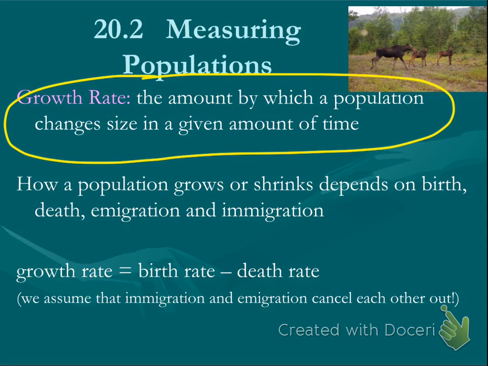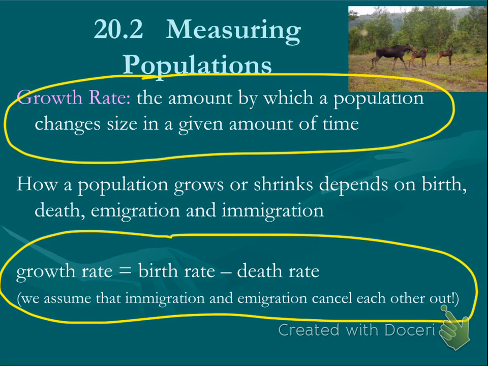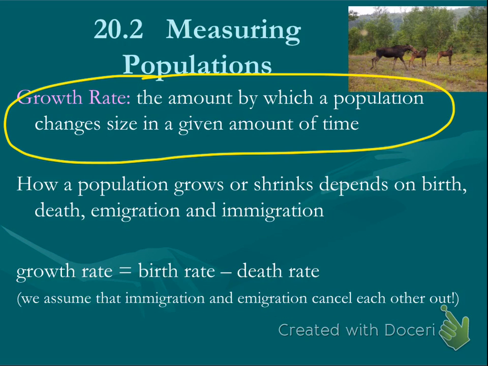How that population changes really depends on the growth rate, the birth rate, and immigration-emigration. We assume that migration cancels out. So generally we say that growth rate equals birth rate plus death rate. And here's the question I have for you. If we have 100 births and 50 deaths, what's our growth rate? Positive 50. It's positive growth rate. Our population is increasing.